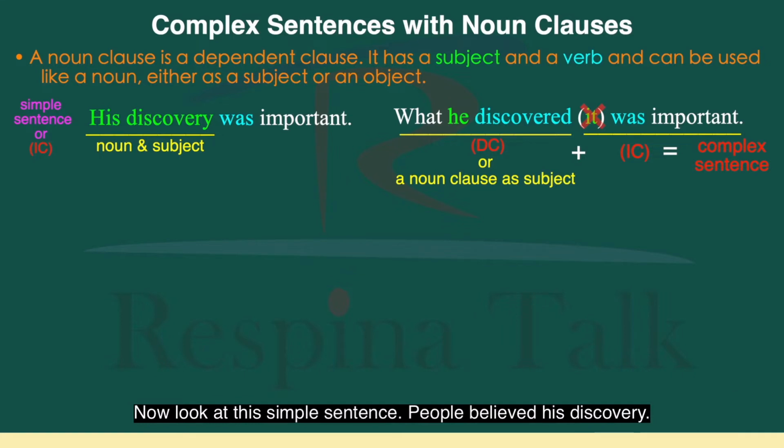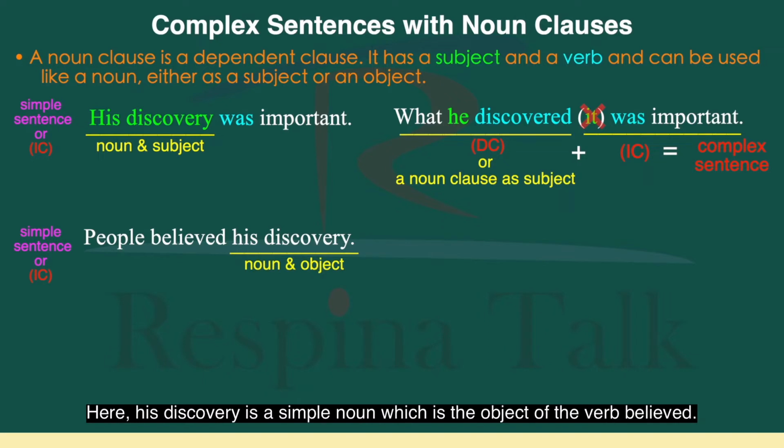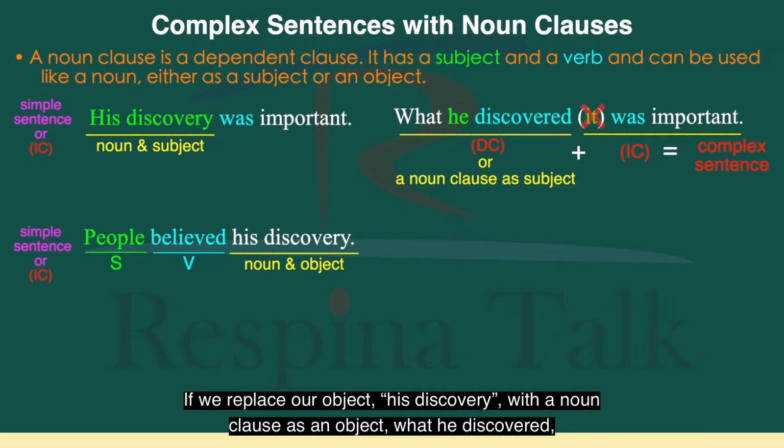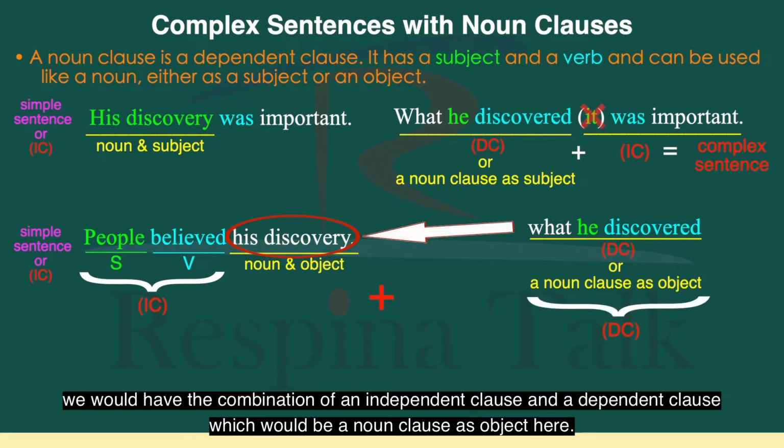Now look at this simple sentence. People believed his discovery. Here, his discovery is a simple noun, which is the object of the verb believed. If we replace our object, his discovery, with a noun clause as an object, what he discovered, we would have the combination of an independent clause and a dependent clause, which would be a noun clause as object here.